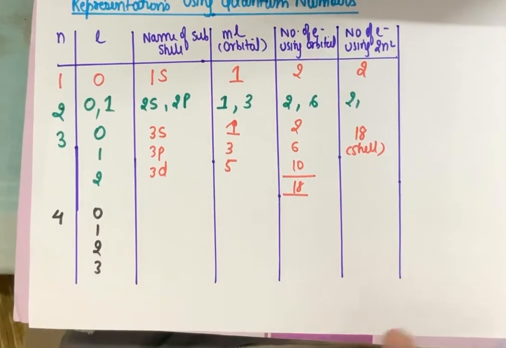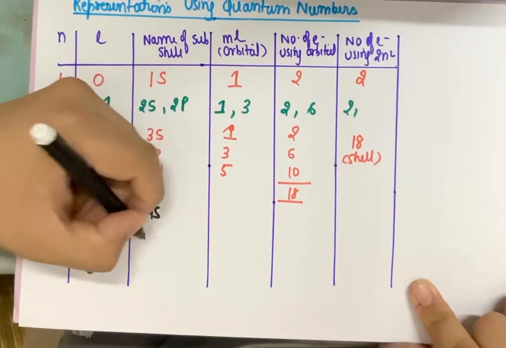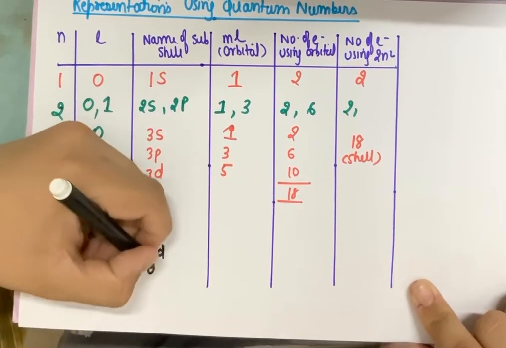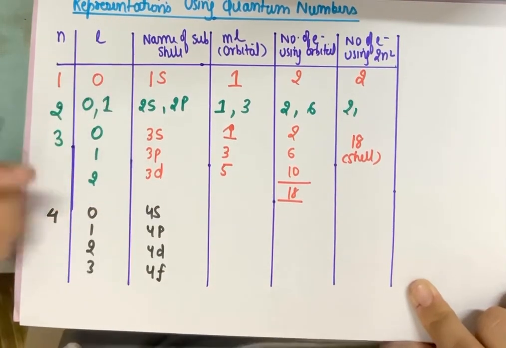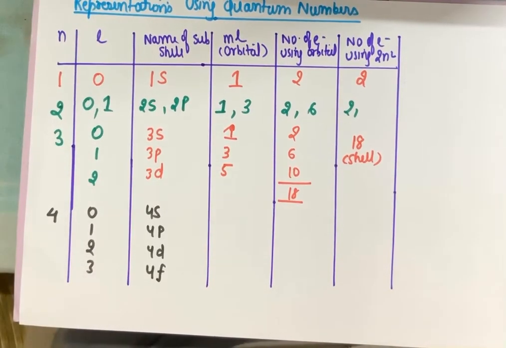ये 3 values आएंगे. Okay. 0 पे आ गया तो 4s, 1 पे 4p, 2 पे 4d, 3 पे 4f. Okay. Again, to name a subshell, we'll use the principal quantum number and the letter for the subshell, which we have done in the previous video.